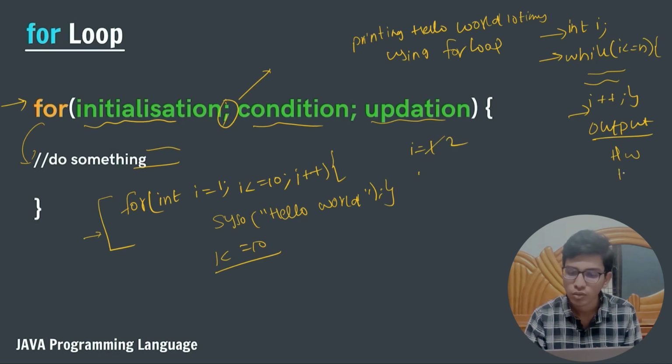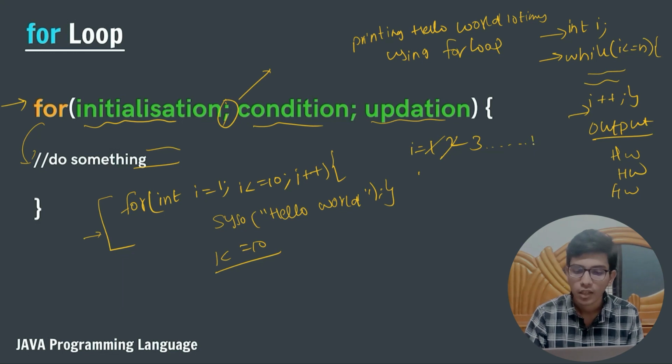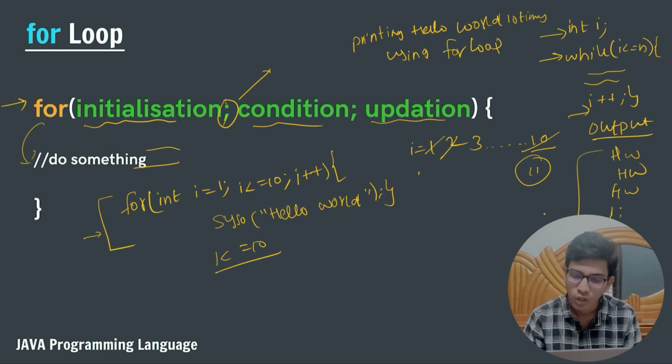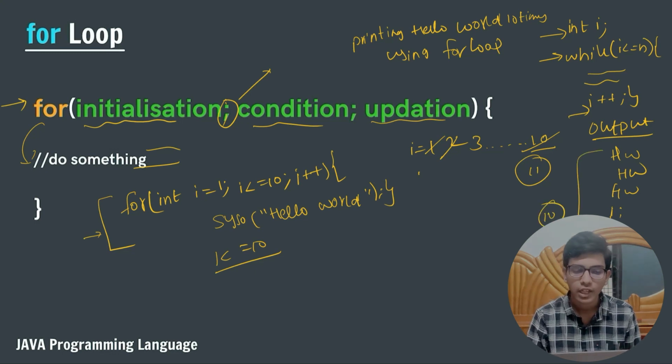Again the condition is true, then we will print hello world, and i will become 3. Condition is true, hello world, and this process will continue until we get 10. So in the final iteration, we'll print hello world up to 10 times. After that i will become 11. The condition is false. If the condition is false, then it will come out of our for loop, and finally we have printed hello world 10 times. So this is the working of for loop.